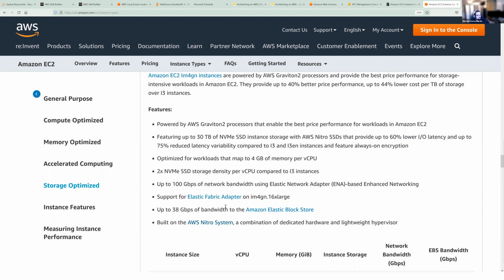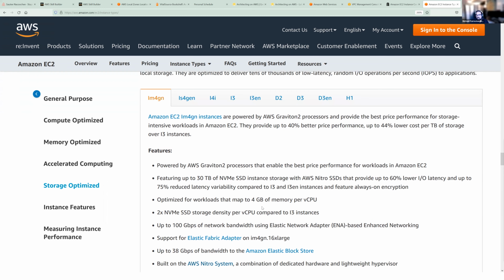Now, my point being is that you're going to want to know that there's general purpose boxes, compute, memory, accelerated, and storage optimized boxes. You're going to need to know that. The letters are helpful. So C for compute, M for medium, and M and T for medium for general purpose, R for RAM for memory optimized, G's and P's for the accelerated computing, and then storage optimized is going to be D's and I's, right?